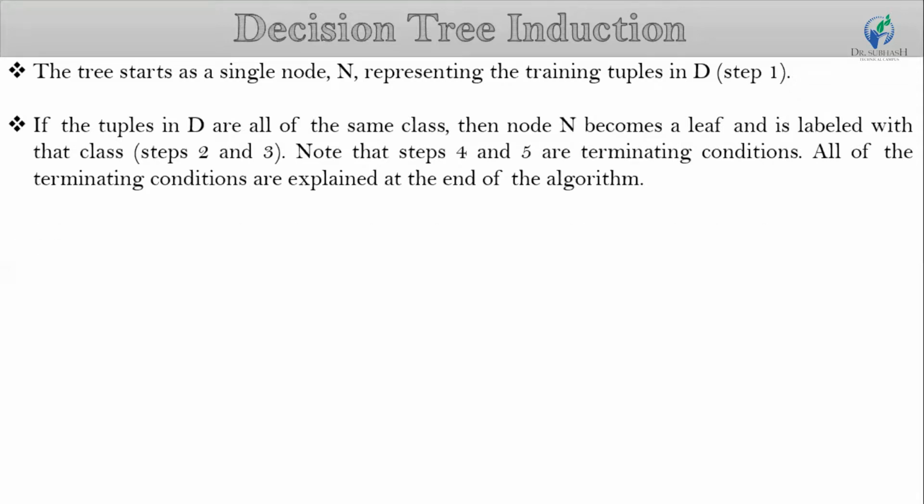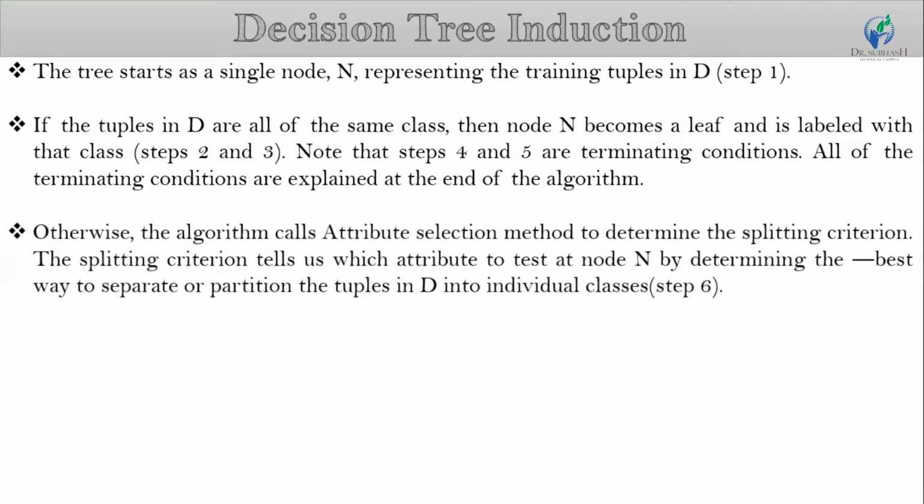Otherwise, the algorithm calls attribute selection method to determine the splitting criteria. The splitting criteria tell us which attribute to test at the node N by determining the best way to separate or partition the tuples in D into individual classes. It's called step number 6.